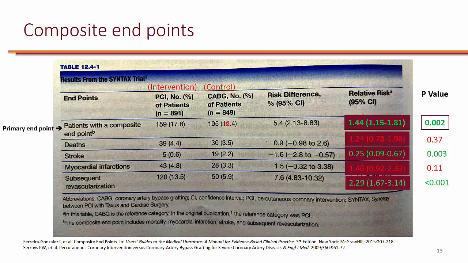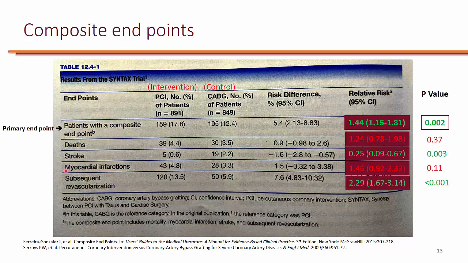Obviously, there's a difference. 4.4 is different than 3.5. But if you look at the p-value, this time the p-value is not small. So although 4.4 and 3.5 are different, because the p-value is large, in fact, there's a 37% chance that this difference is a chance finding. Because of that, we say that there is no statistically significant difference between the two groups. In other words, the rates of death are not different between the two groups. And that's because the p-value is large.